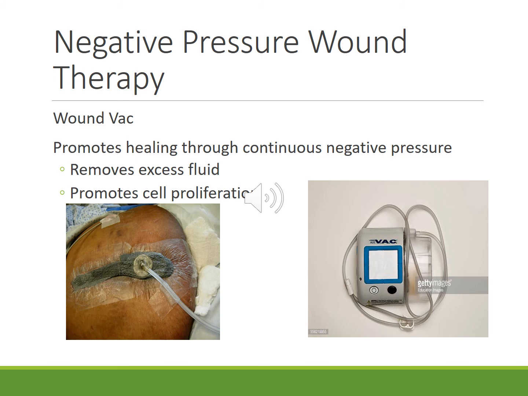I don't know that your textbook talks about these, but we are seeing more and more of these in the acute clinical setting for patients that have these really deep wounds that are not healing, that they've had for a very, very long time, and they're seeing really good results with the healing once they've applied the wound vac to that area.